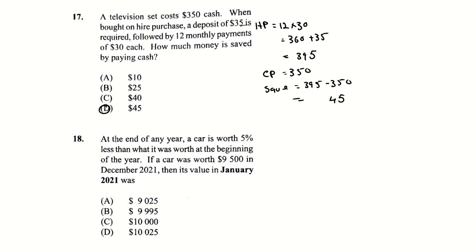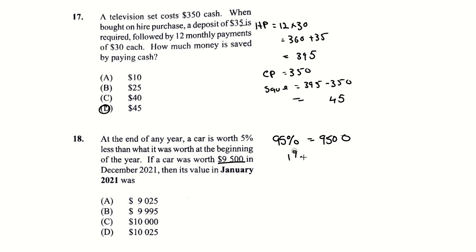If a car was worth 9,500 in December 2021, then its value in January 2021 was... So they're telling you this is how much the car is worth at the end of the year. So we have already taken out that 5%. So we know that 95% is how much the car is after the 5% is reduced. After the 5% is removed, it equals 9,500. This is after the year, right?